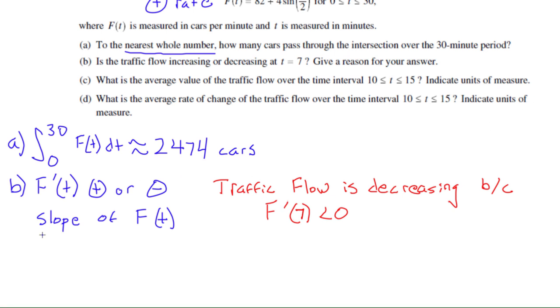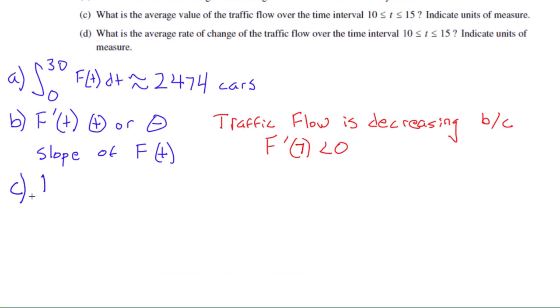All right, that was part B. Part C. What is the average? Oh, average. We have been making so many mistakes with average lately. Let's see if we can get this correct. Average value. The average formula is 1 over b minus a integral from a to b of that thing that I'm talking about. This has to be engraved in our minds.